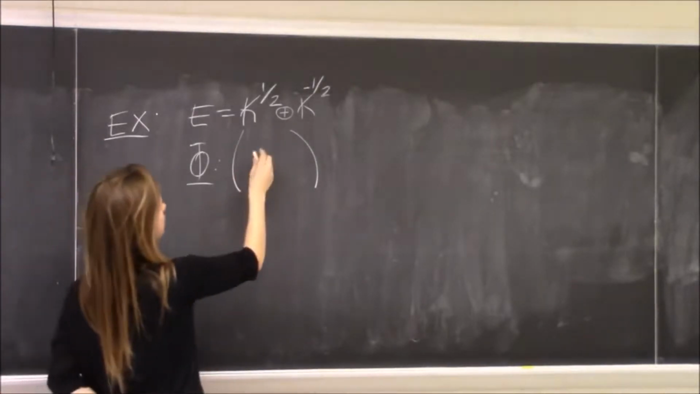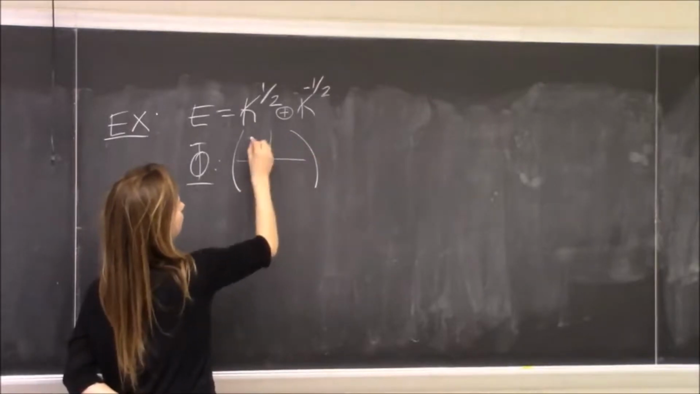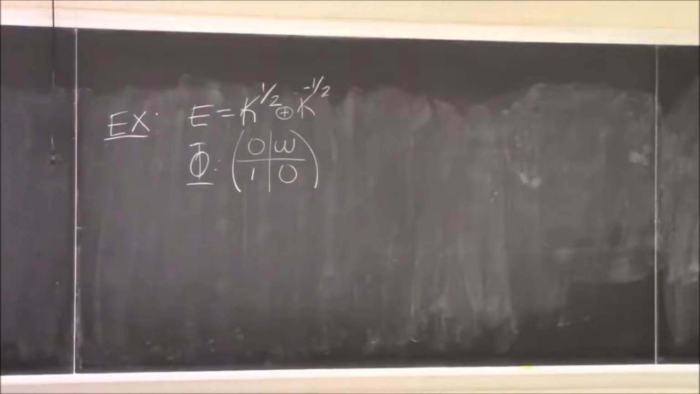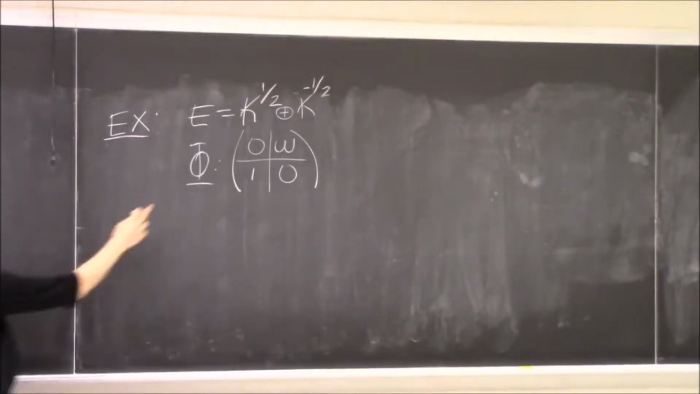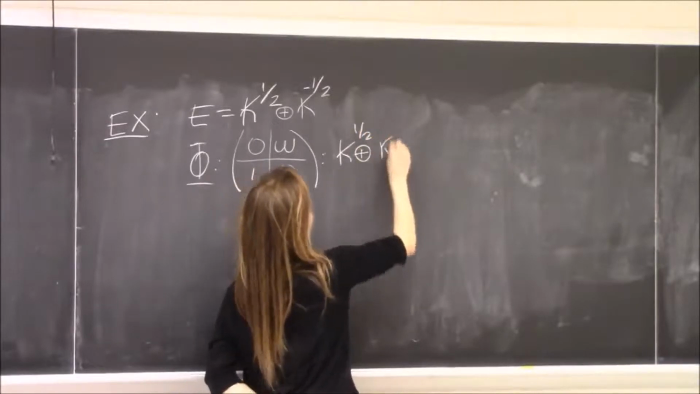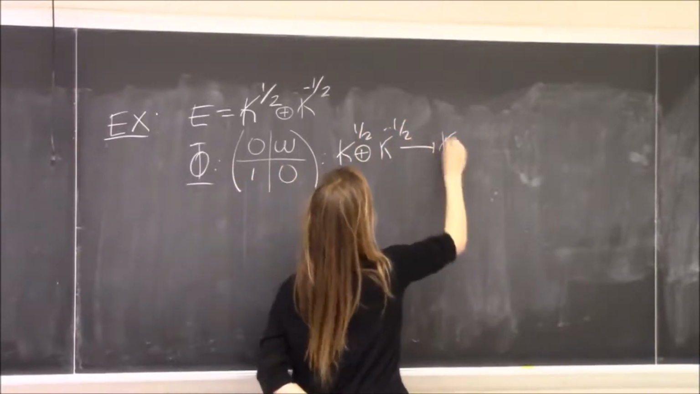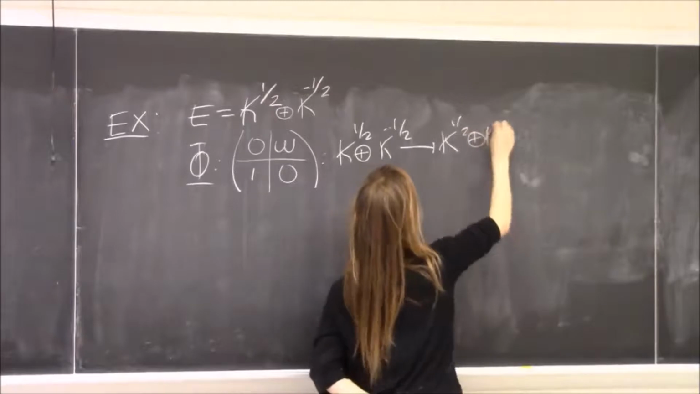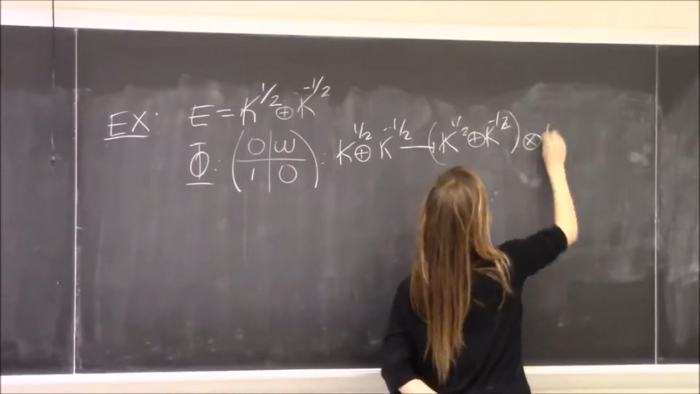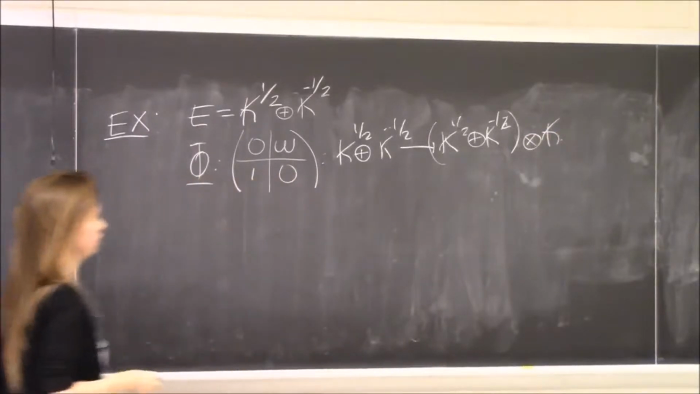So it's going to send rank 2 to rank 2. I'm going to put it off diagonal, 0, omega, 1, 0. And when we have to think how does this Higgs field behave, what are the k to the half plus k to the minus a half to k to the half, k to the minus a half doing? So this is the structure that we had mentioned in the definition.